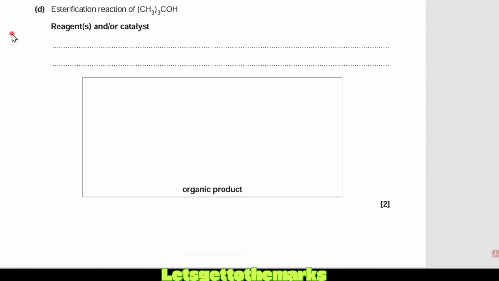The esterification reaction of CH3CCH3OHCH3, reagents and or catalyst. Why don't you pause the video and have a go? See if you can work out the esterification of an alcohol. You should be able to do this one.